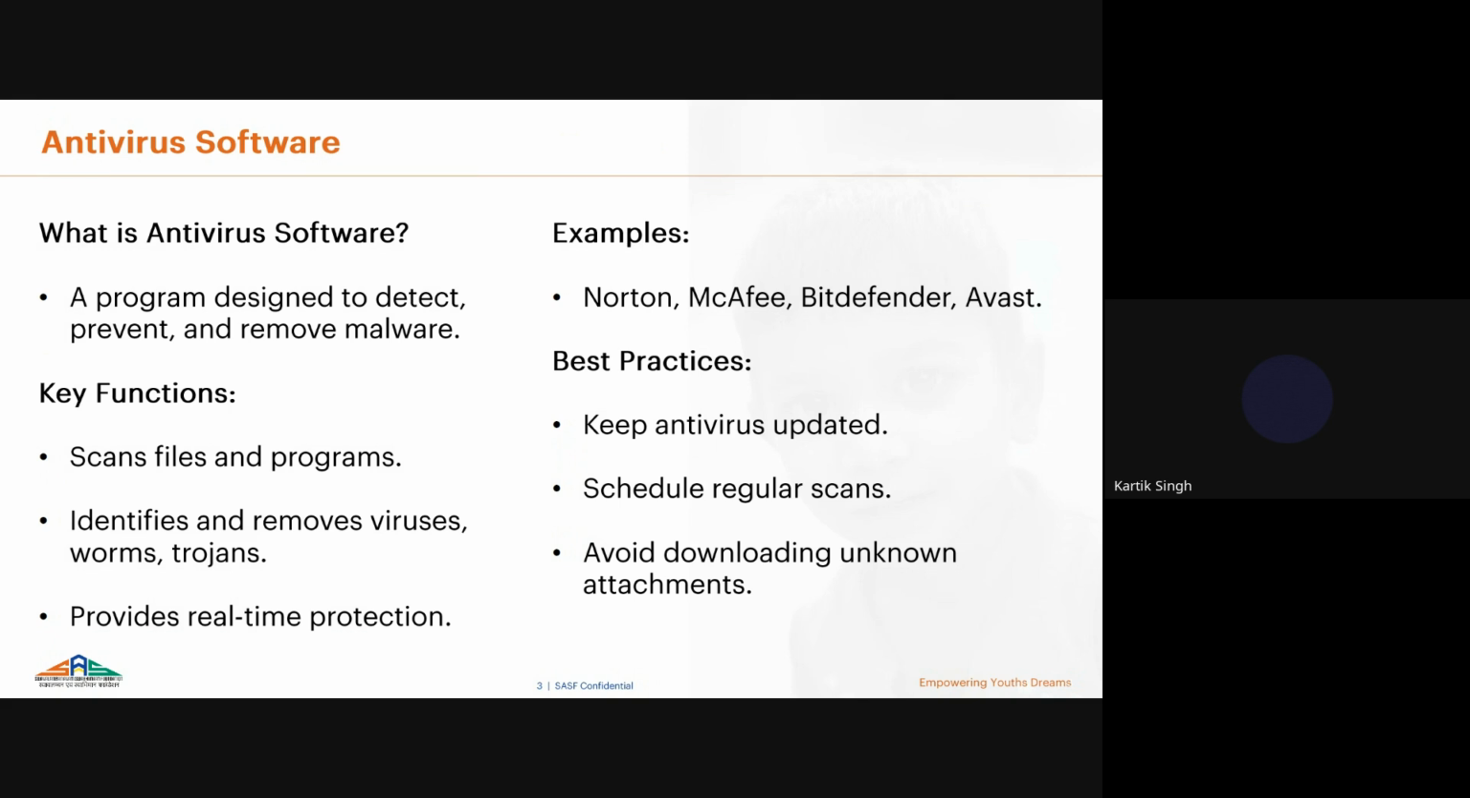Schedule regular scans. What happens most of the time is we have duplicate files on our devices, so some files might get skipped, or if we download something it might have slipped through due to some misconfiguration. That regular scan will detect it and remove it from our device. We also should avoid downloading unknown attachments from online websites. So it is a best practice to avoid downloading unknown attachments. So this is about an antivirus software, how it works, and what its functions are.